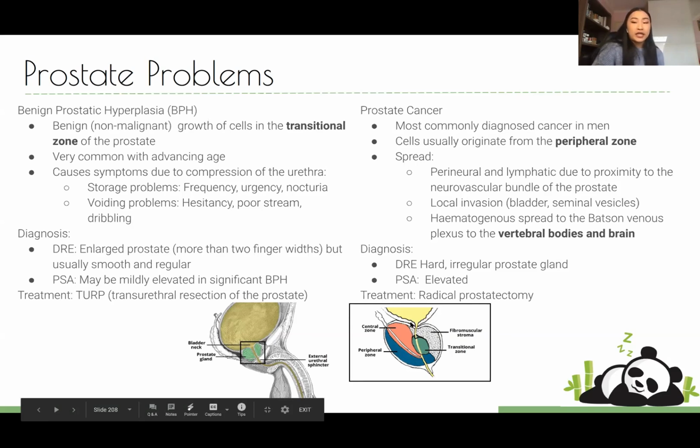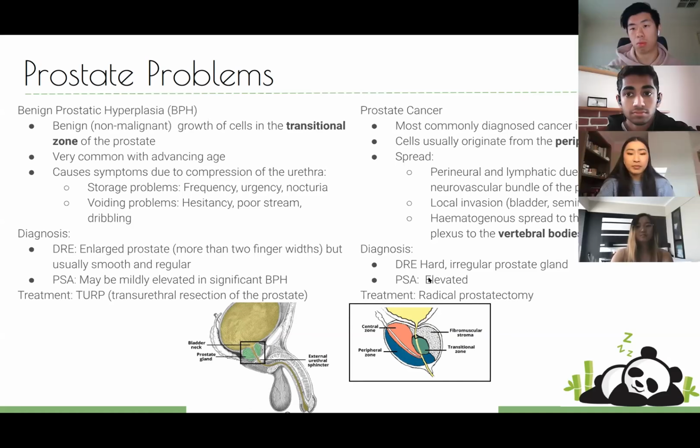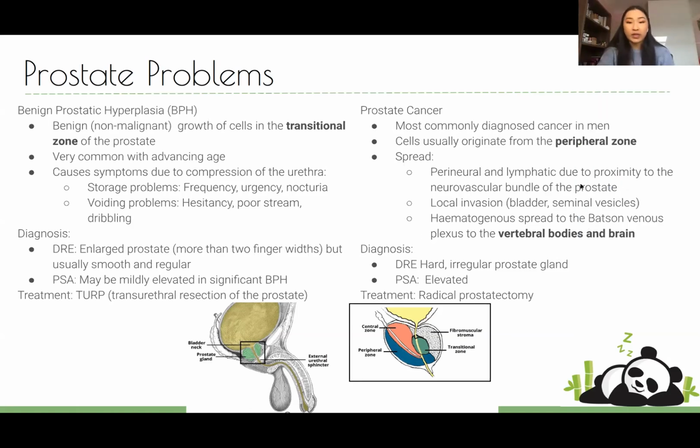It's the most commonly diagnosed cancer in men, apparently. And the main thing that differentiates it from BPH is that on DRE, the prostate gland is irregular and hard. It's like bumpy. PSA will be elevated. Prostate cancer is concerning because it can spread to a lot of places, but most importantly, it can spread through the batson's venous plexus to the vertebral bodies, the spine, and up to the brain. So prostate cancer might not seem that major, but it can often metastasize to the brain.